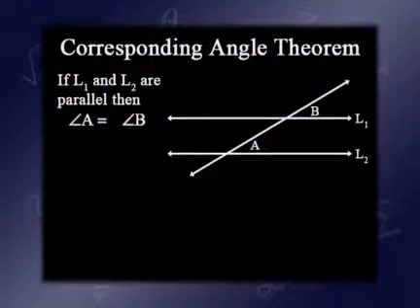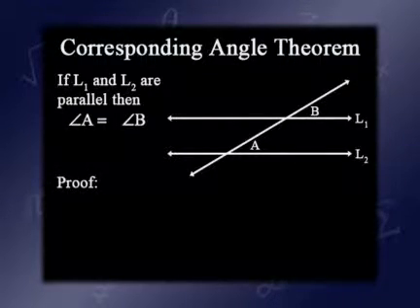Here's another nice theorem. This is called the corresponding angle theorem. It says, if you take any parallel lines, let's say line L1 and L2, and you take a line that cuts through both of those lines, as in our picture, then the angle A will have the same measurement as the angle B. Okay, I want to prove that angle A and angle B are equal.